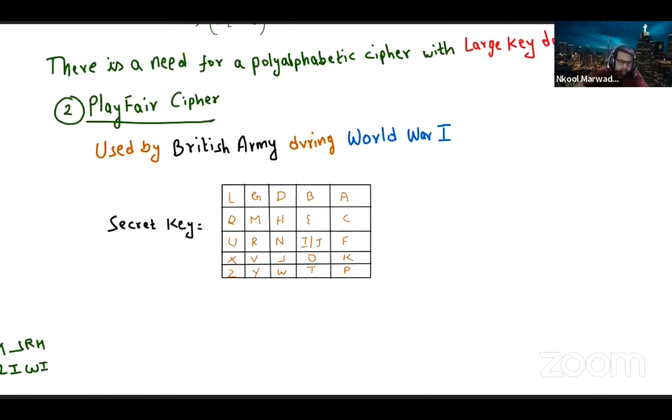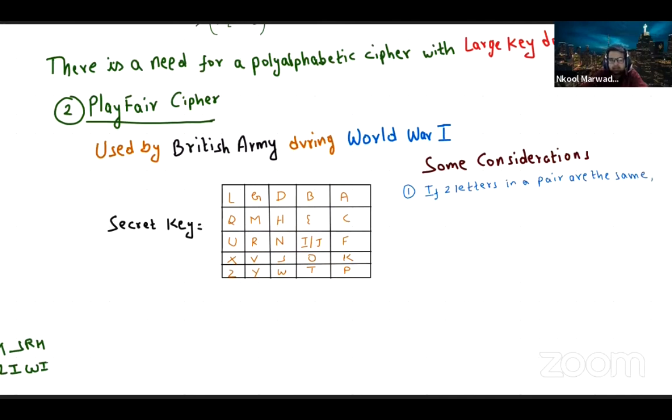That we will learn. Now, some considerations we have to look into that I will write. The first very important consideration is that if two letters in a pair in the plain text are the same, then I have to introduce a bogus letter to separate them.